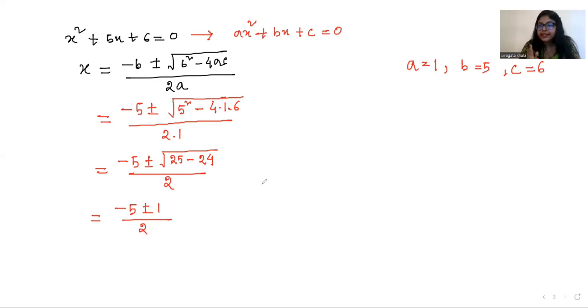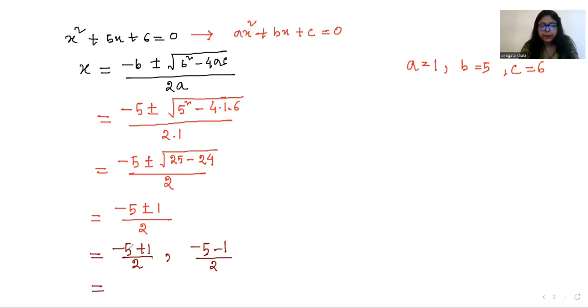Now, we will get two solutions. See how? The first one will be minus 5 plus 1 by 2, and the other one will be minus 5 minus 1 by 2, because here is plus minus. You can take anyone at first. Here I am taking the plus 1 at first, then minus 1.